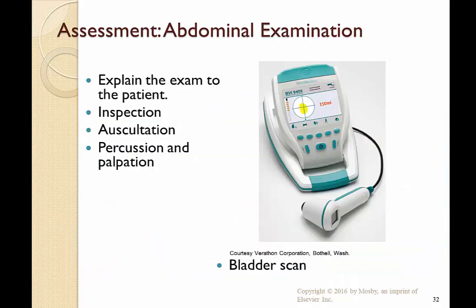So another way to assess urinary elimination is the use of a bladder scanner. A bladder scanner allows us to see how much fluid is sitting in the bladder. And hopefully all of you in your clinical settings have seen a bladder scanner. If you get the opportunity to use the bladder scanner, I would encourage you to do that. This is one of many different types. We do different forms within our assessment, and we're going to do inspection, auscultation, percussion, and palpation.